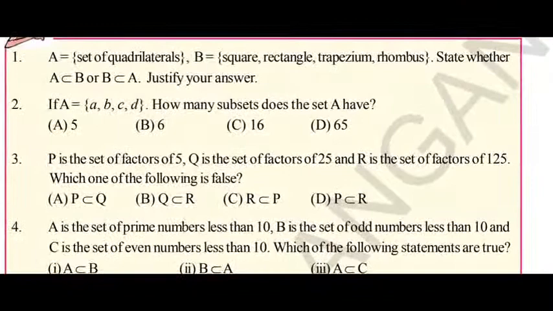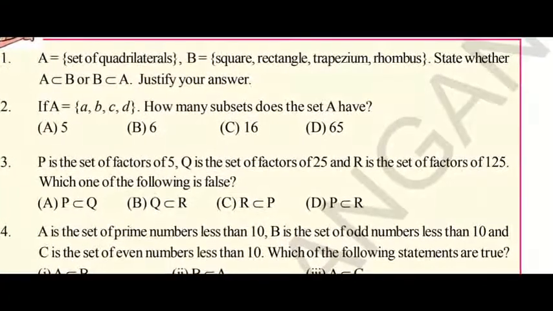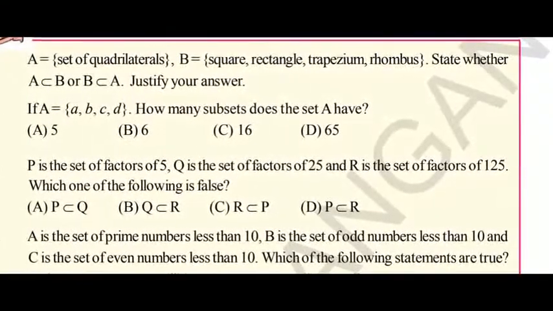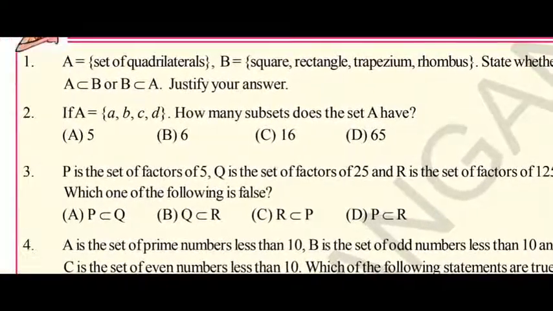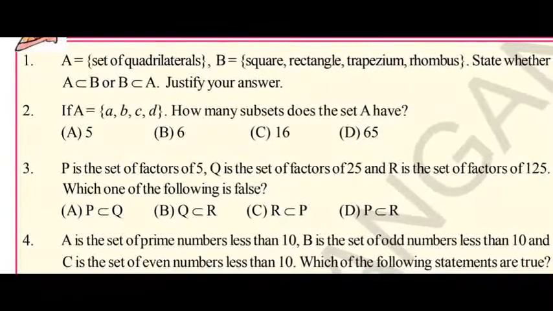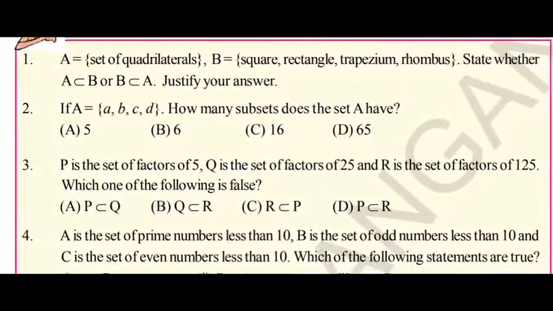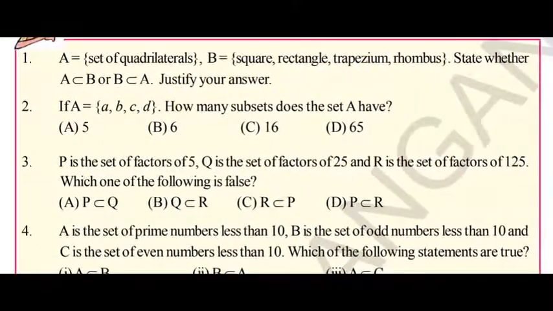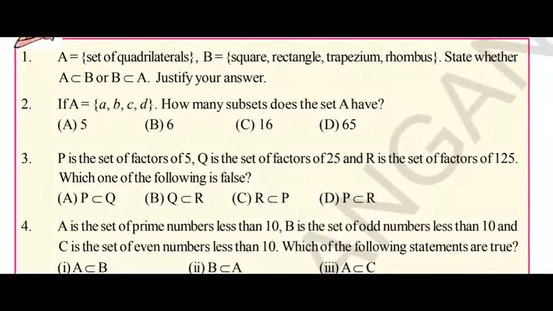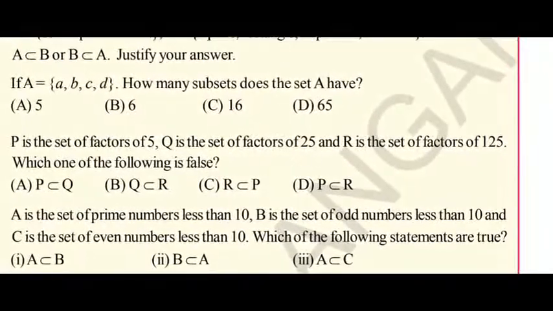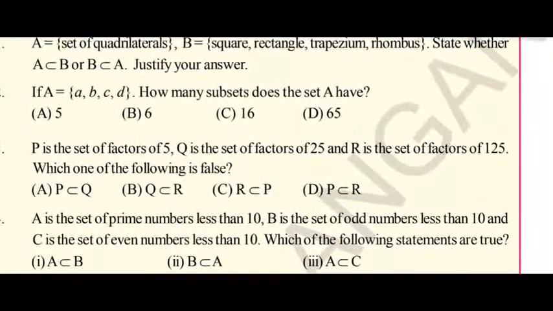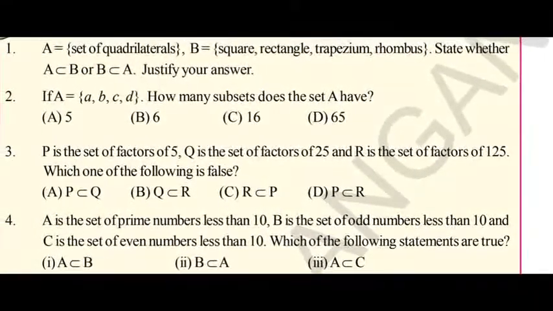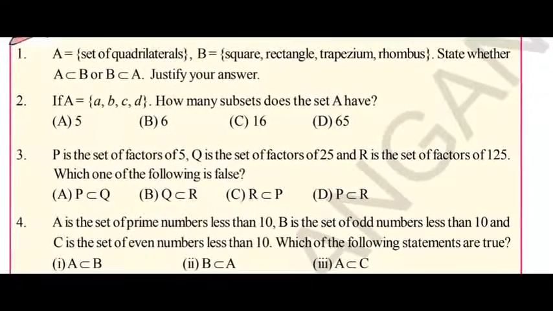Second one, A is a set A, B, C, D, 4 elements. How many subsets does set A have? So it has a formula. If a set contains n elements, then the number of subsets of A is 2 power n. Here A contains 4 elements, so the number of subsets of A is 2 power 4. So 2 power 4 is 16, 2 into 2 into 2 into 2. Okay, this is the formula.